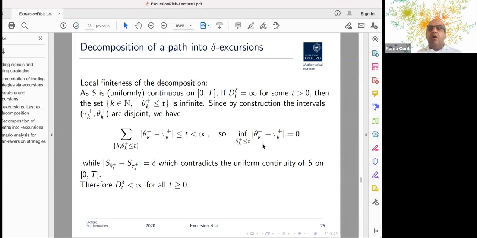the infimum of these intervals has to be 0, but yet you span a finite interval of length delta, so that doesn't work if it's uniformly continuous. So this shows that this counting process is always finite on any interval [0,t]. Okay, so that's all. Very, very simple.